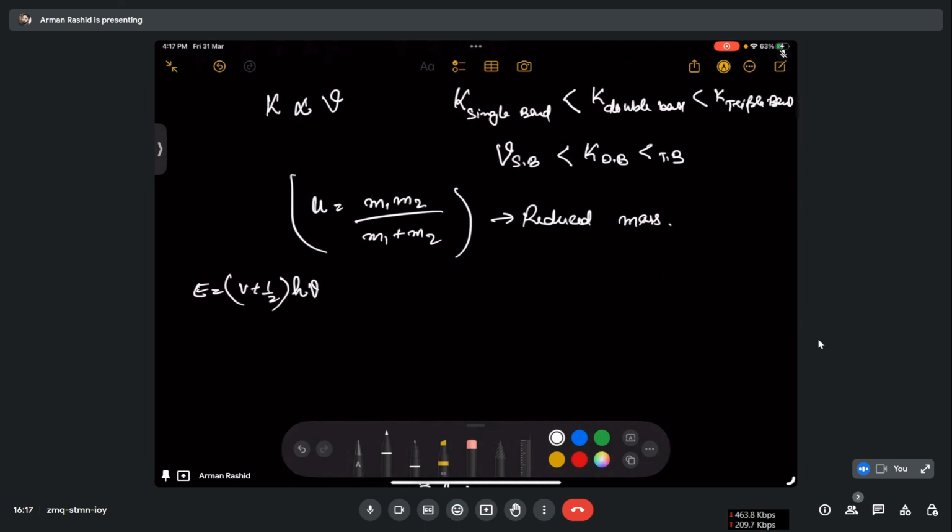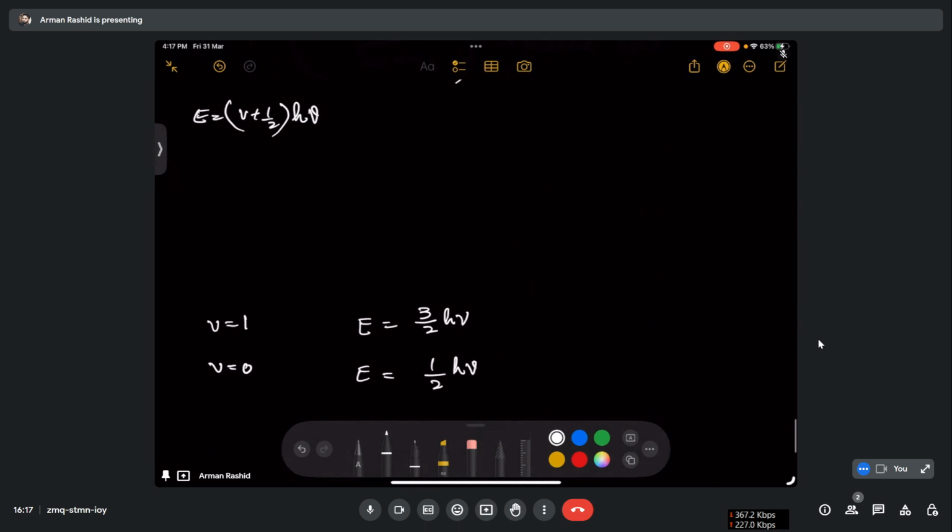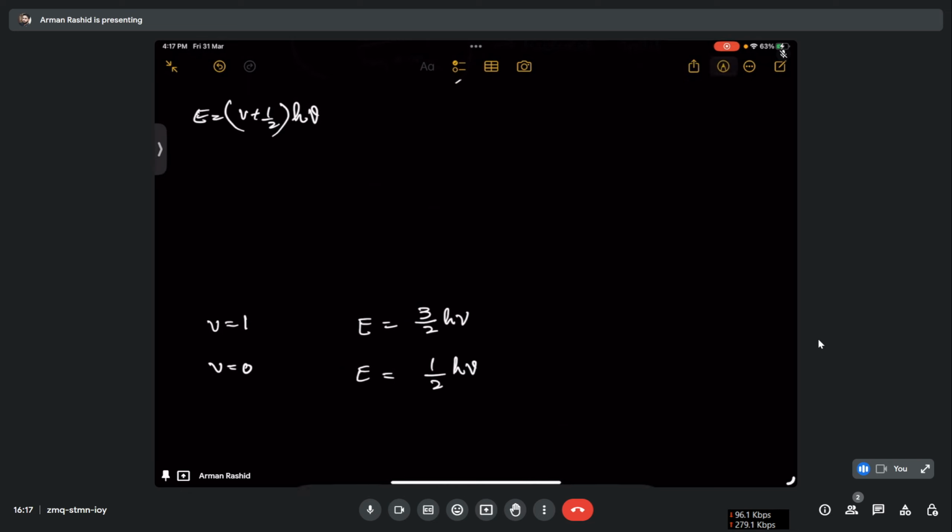Now we have a reduced mass, we have energy equivalent to this. Now if we take another vibrational state, that is v equal to 2, the energy will be 5 by 2 h nu. Similarly, v equal to 3, the energy will be 7 by 2 h nu. Now if we take rotational states, as I told you, they have degeneracy, equal to 2j plus 1, but vibrational states don't have degeneracy. So they have single degeneracy.